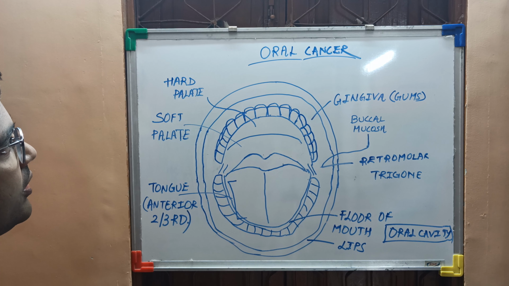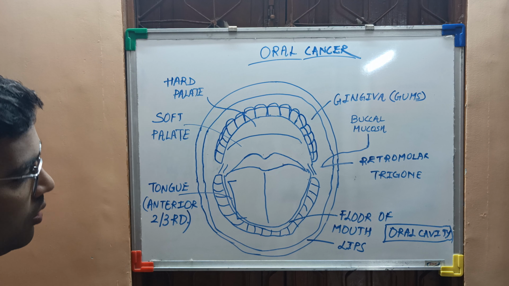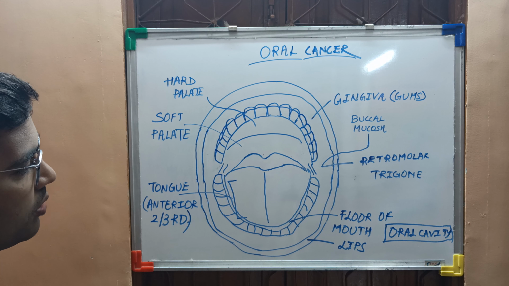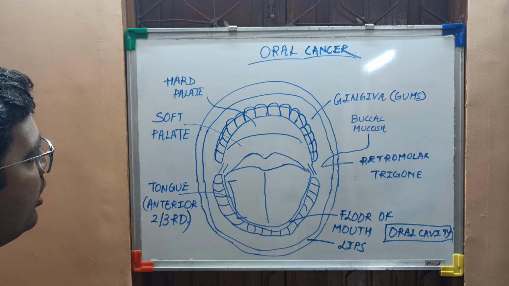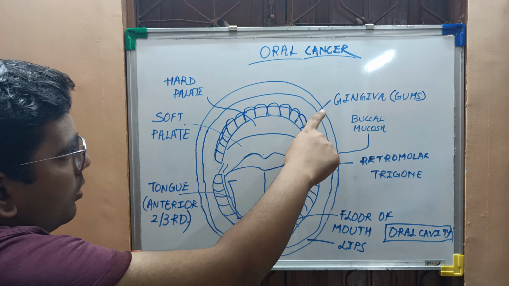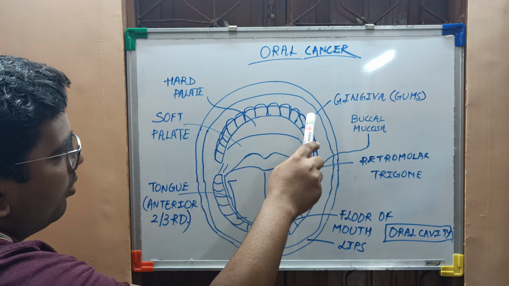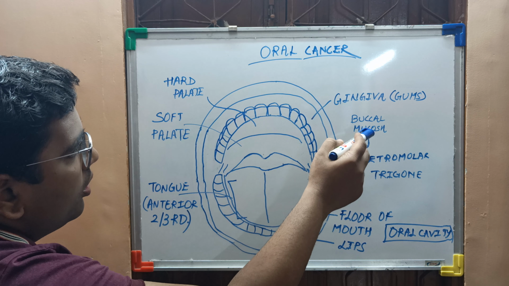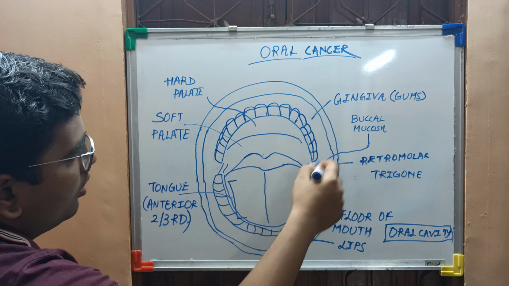Hi friends, today we will discuss oral cancer. First we will focus on the oral cavity. The oral cavity includes the teeth, the gingiva above the teeth, which we also call gums, and the buccal mucosa.